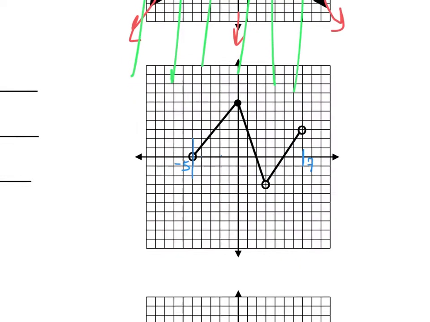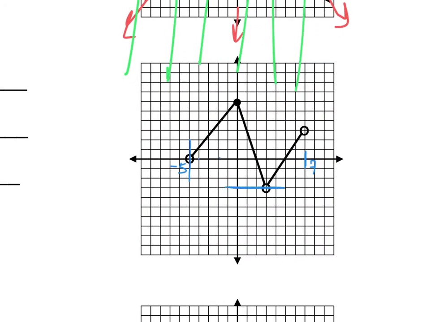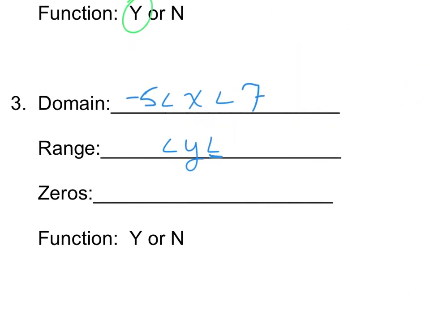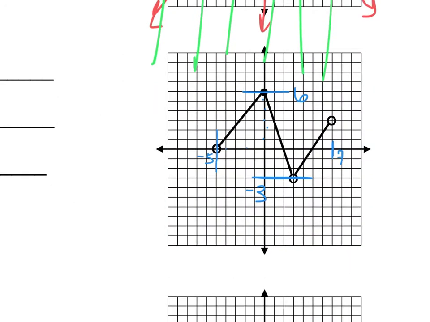Let's look at the y values. Looks like I'm down here at negative 3 and up here at 1, 2, 3, 4, 5, 6. At negative 3, it's open, but at 6, it's closed. So negative 3 to the left, 6 to the right. Our zero is pretty easy to find. Looks like I've got one here at, let me count, 1, 2, 3, 4, negative 5, 0.